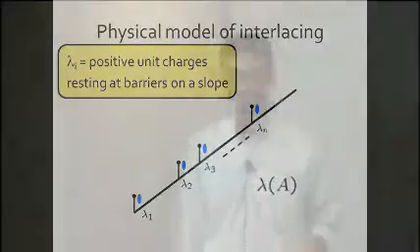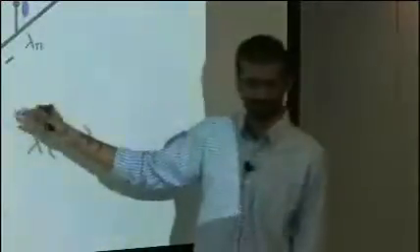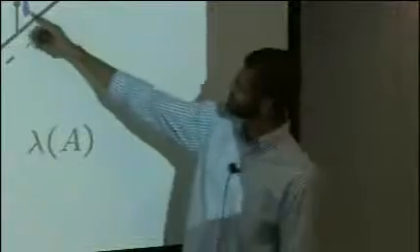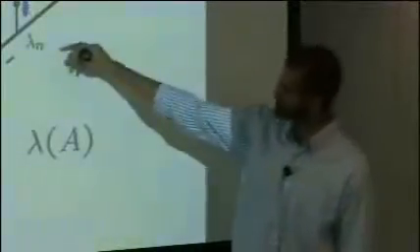So you have a matrix A in n dimensions. It has n eigenvalues. The eigenvalues are positive unit charges resting on an incline, on a slope. Okay, so the slope is a real line, and the locations of these eigenvalues are whatever their values are. And each eigenvalue is a unit charge resting against a massless, chargeless barrier. Okay, and there's gravity, so these things are sitting snugly against these barriers, and they're not falling down the slope.